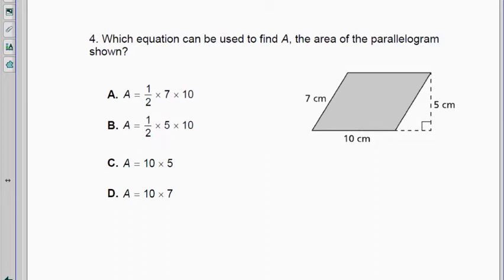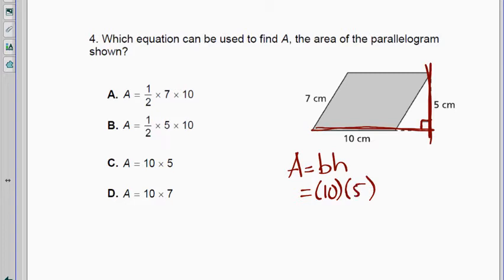So here we go. We have this parallelogram. We know a parallelogram's area is base times height, and the base is 10. We know that the base and the height have to meet at a right angle, and so the height must be 5. Okay?